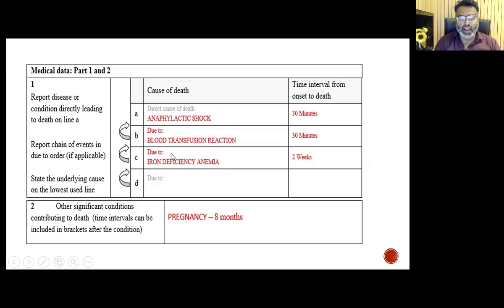Why did the patient have anemia? XYZ reasons. But here, it was associated with pregnancy. So this is how it should be written. Only one cause in one line, and at the top should be the immediate cause, then the intermediate cause, and then the underlying cause. This is how it should go. And it has to be very specific and clear.